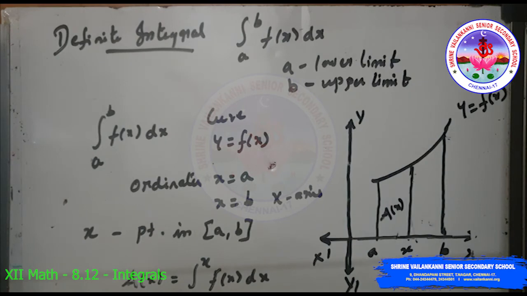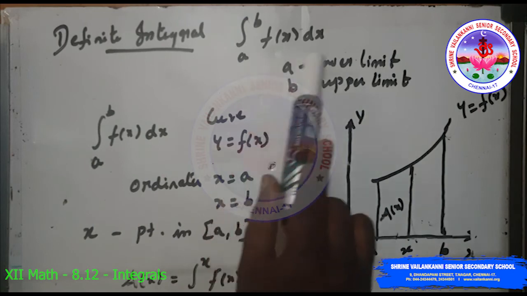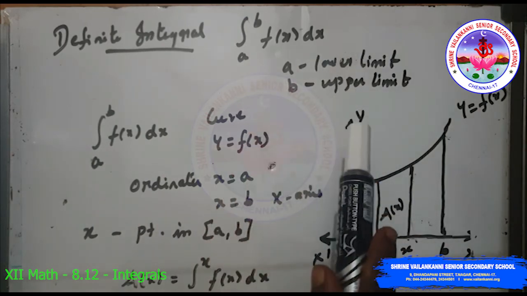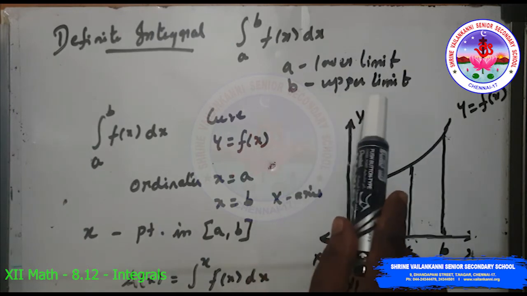In the previous section, we have studied about the indefinite integrals and discussed a few methods of finding them, including integrals of some special functions. In these sections, we are going to study about a definite integral of a function. The definite integral has a unique value. It is denoted by integral of a to b f of x dx, where a is called the lower limit of the integral and b is called the upper limit of the integral.